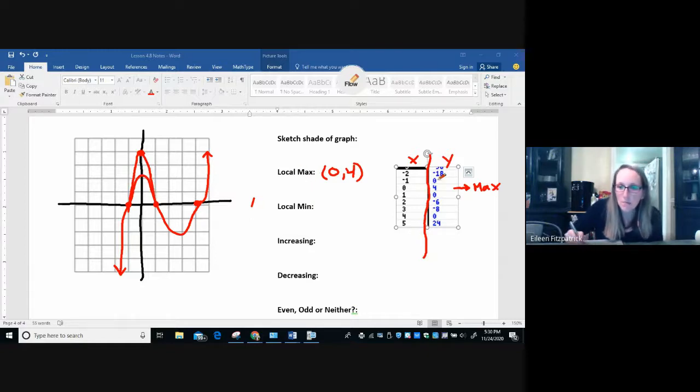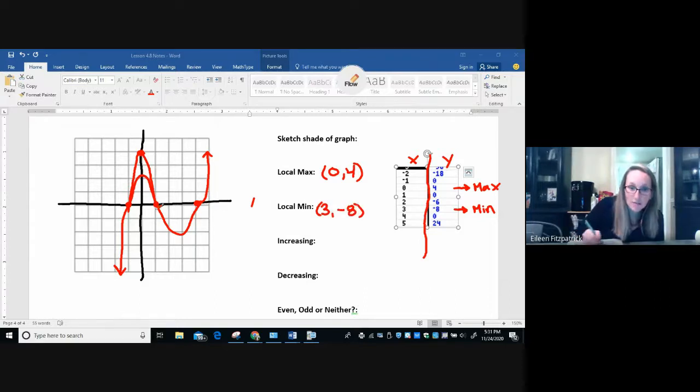And then my minimum. The x-intercept is right there. It goes negative, negative, and then it changes direction at 4, 0, or goes back up to right there, 4, 0. So we're going to say that your turning point is right here, and that's going to be your local min. So your local min is 3, negative 8.